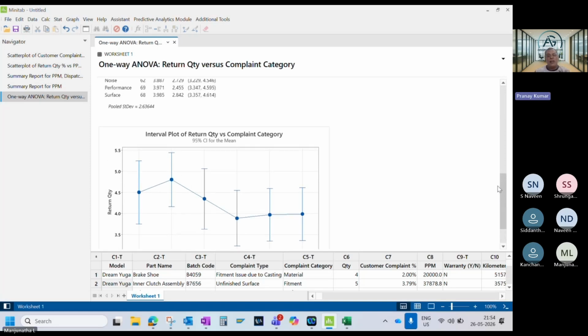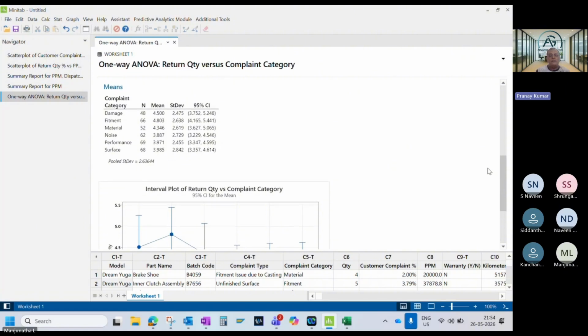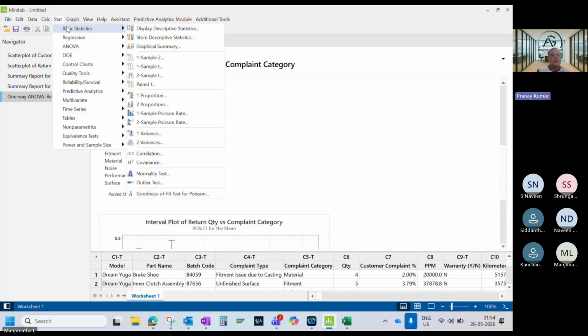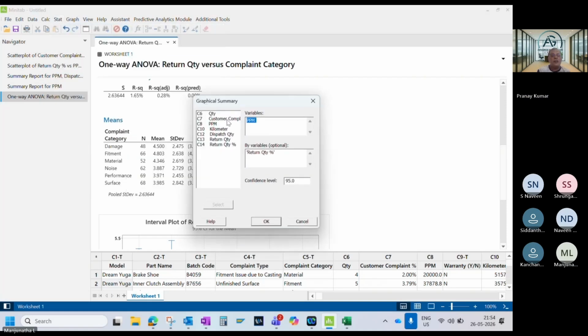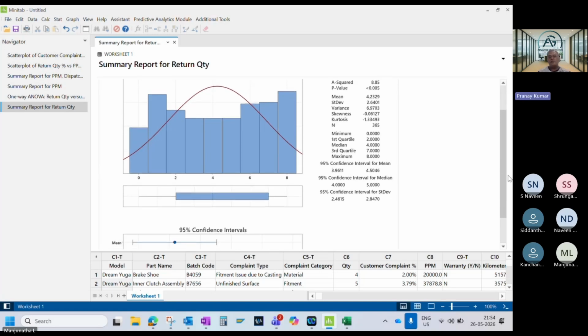Have you checked whether complaint category is normal or non-normal? Return quantity is normal or non-normal? No, sir. Go to Stats, Basic Stats, third option, Graphical Summary. Return quantity. Your p value says the data is not normal. It is not normal.